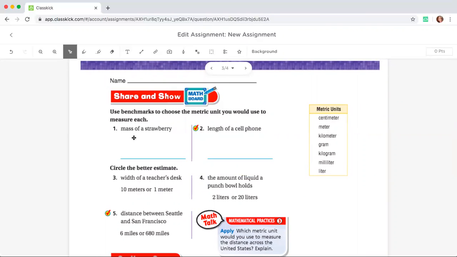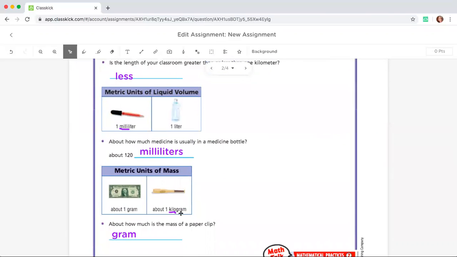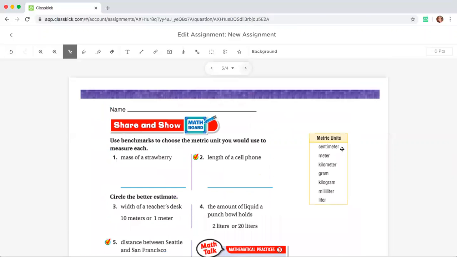So to find the mass of a strawberry, we're going to look for the ones that tell us about mass. If we've forgotten, we can flip back and see right here the metric units of mass. They gave us 2 of them, gram and kilogram. Here they are right together. The mass of a strawberry would be closer to the weight of a dollar bill or the weight of a baseball bat? Closer to the weight of a dollar bill. So gram is what should go here. That's what we would use to measure the mass of a strawberry.